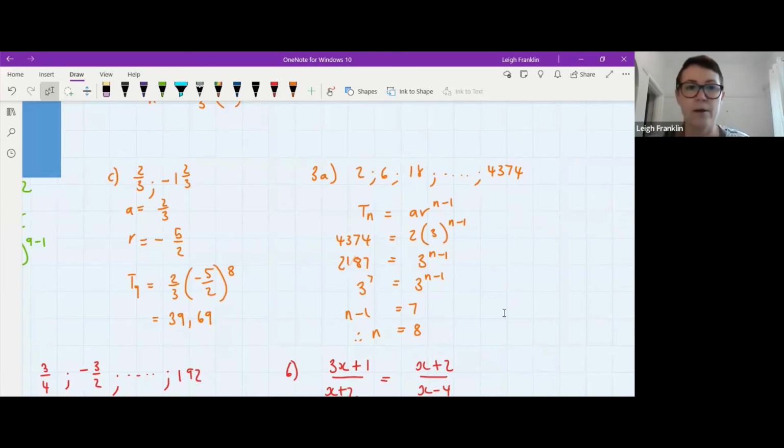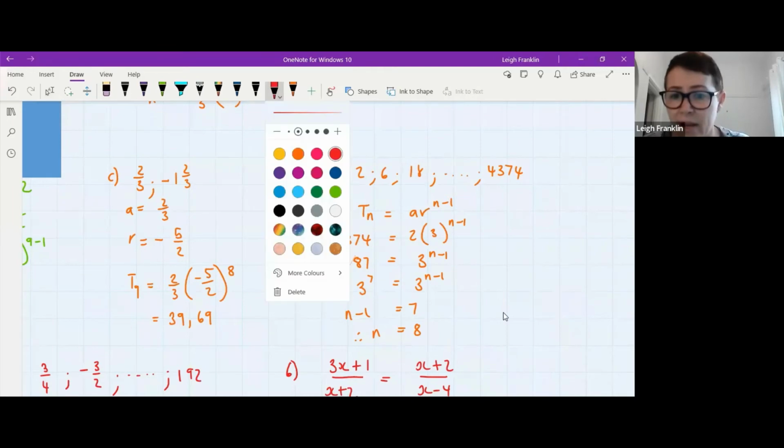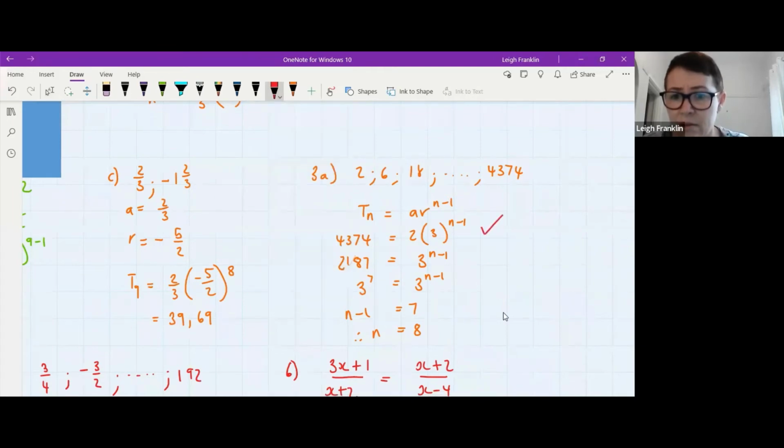4374. You should have had A equal to 2 and R equal to 3. Am I correct? Hope so. Yes, good. And then you would have divided both sides by 2, equated the bases, and then equated the exponents and worked out that n was equal to 8.